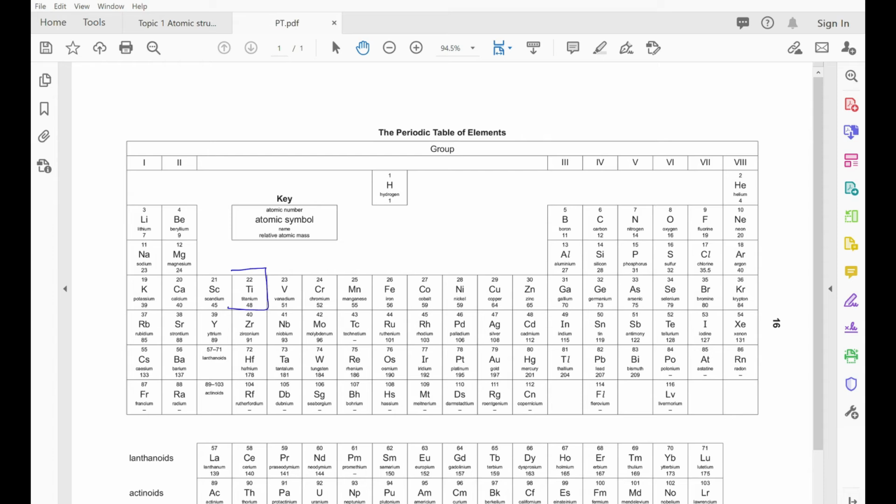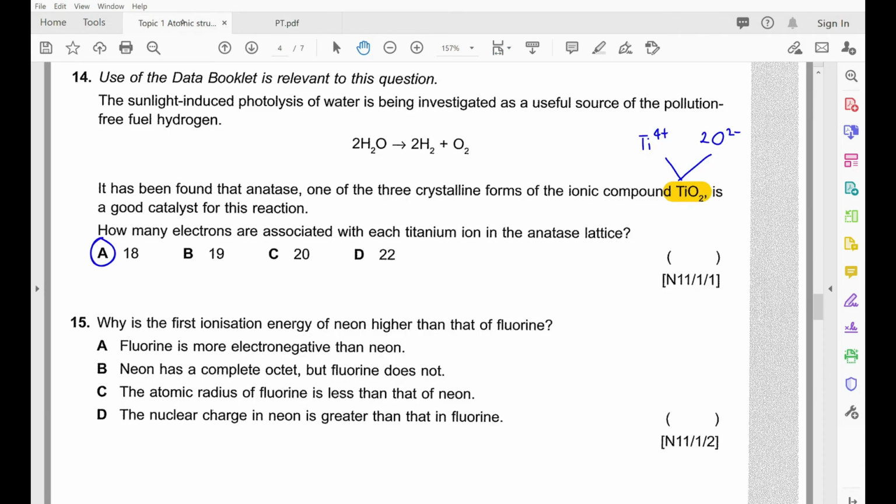Next, titanium 4 oxide is composed of titanium 4 plus and O2 minus, two of them. Titanium has 22 electrons, and we want to take away 4 electrons. So that makes 18 electrons.